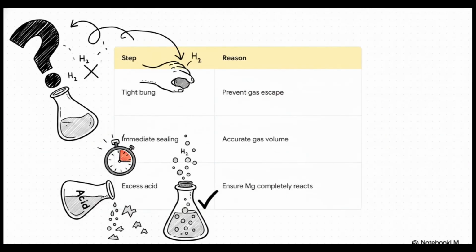So, the absolute crucial point here is understanding the why behind these physical actions. Because guess what? That is exactly what examiners test. Why do we need a tight bung and immediate sealing? Well, because every single millisecond that bung is off, hydrogen gas is escaping into the room, permanently ruining your final volume calculation. It's like leaving the front door open with the heat on. And why do we use excess acid? To absolutely guarantee that every single atom of our magnesium reacts completely.